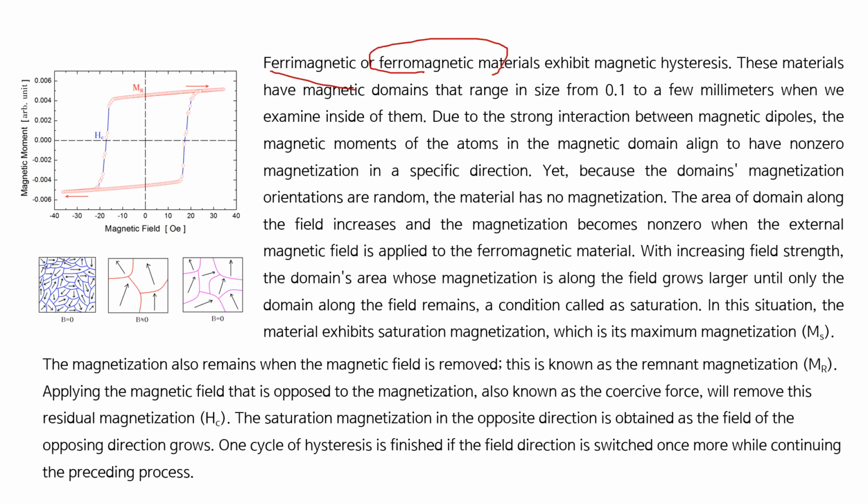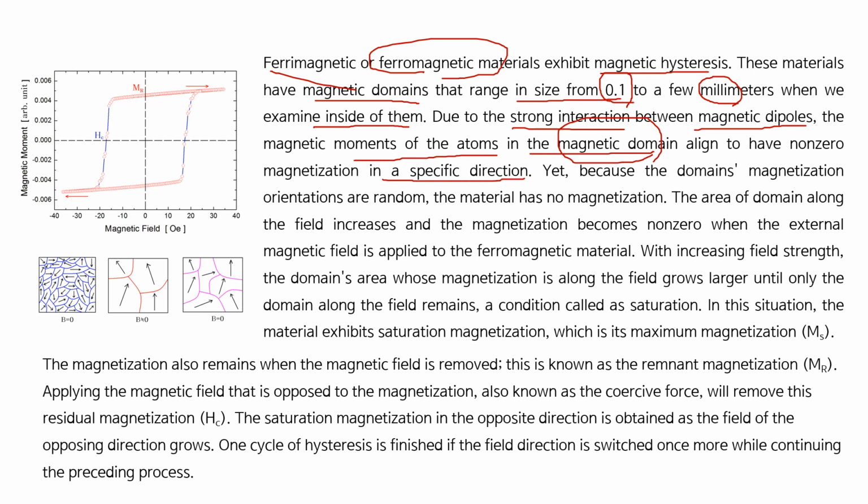Paramagnetic or ferromagnetic materials exhibit magnetic hysteresis. These materials have magnetic domains that range in size from 0.1 to a few millimeters when we examine inside of them. So if you look inside the ferromagnetic material, the material can be divided into domains, magnetic domains. Due to the strong interaction between magnetic dipoles, the magnetic moments of the atoms in the magnetic domain align to have non-zero magnetization in a specific direction.